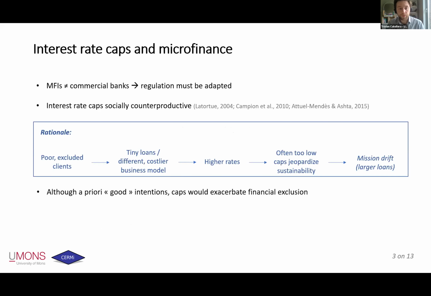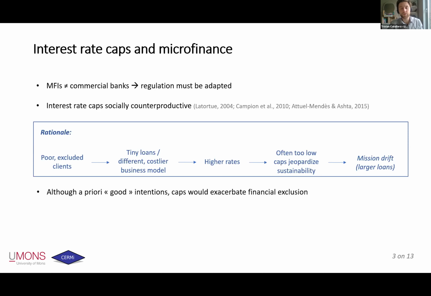In terms of literature review, we have to say that most authors in the literature on microfinance consider interest rate caps as quite socially counterproductive. And the rationale that is often used is to say that as these microfinance institutions are dealing with poor, financially excluded people, they need very tiny loans and, as most of you may know, a very different and costlier business model.